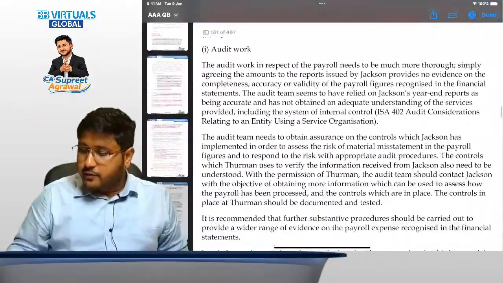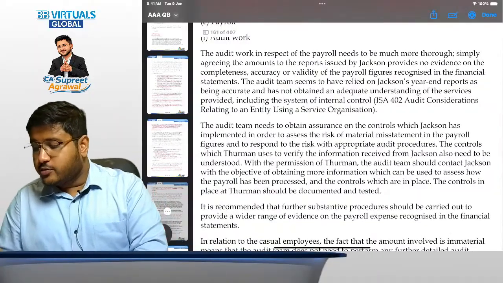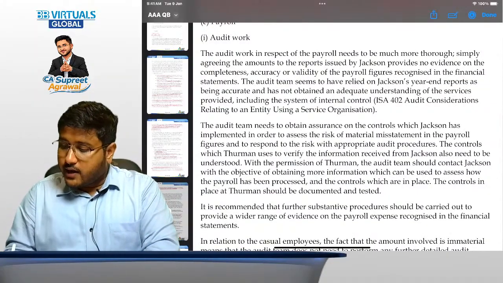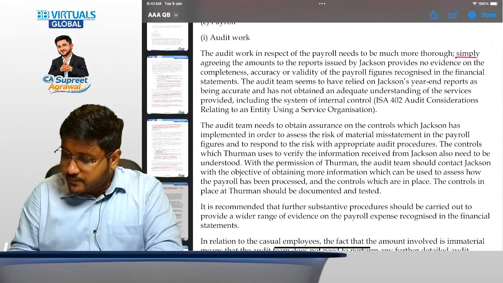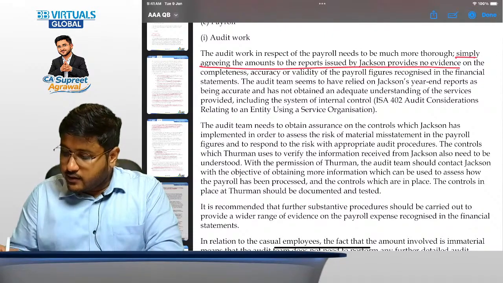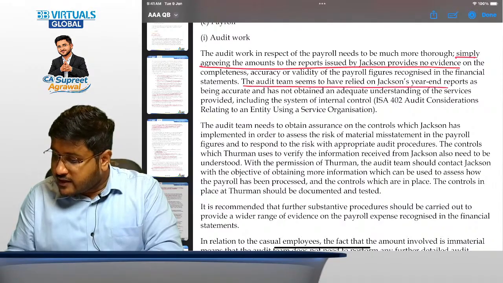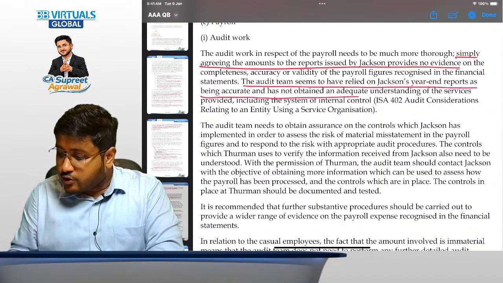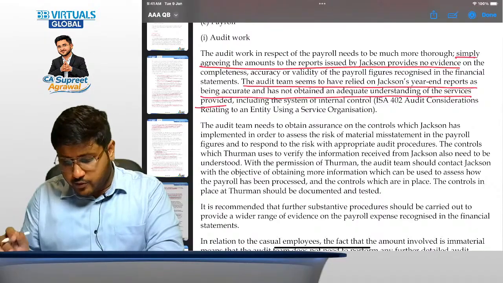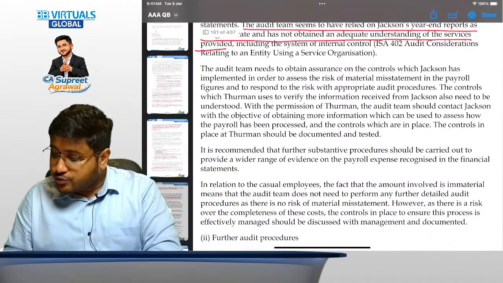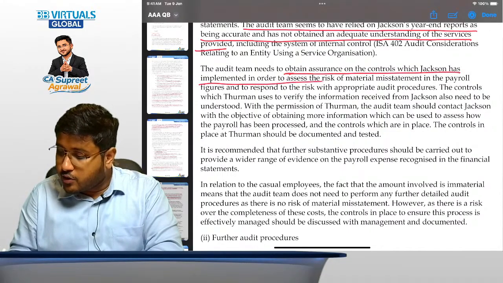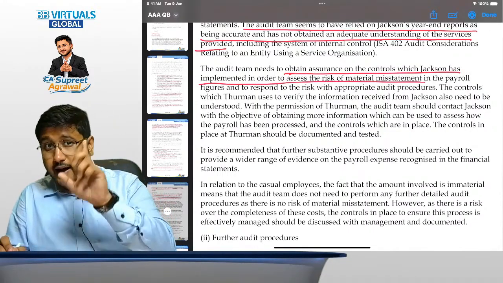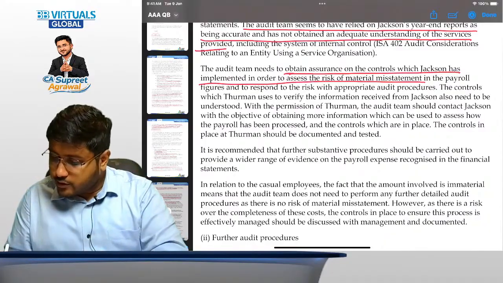Okay. Audit work. The audit work in respect of the payroll needs to be much more thorough. Simply agreeing the amounts to the reports issued by Jackson provides no evidence, right? This is important. Then the audit team seems to have relied on Jackson's year-end reports as being accurate and has not obtained an adequate understanding of the services provided. The audit team needs to obtain assurance on the controls which Jackson has implemented in order to assess the risk of material misstatement. ISA 402 type 2 report, right?